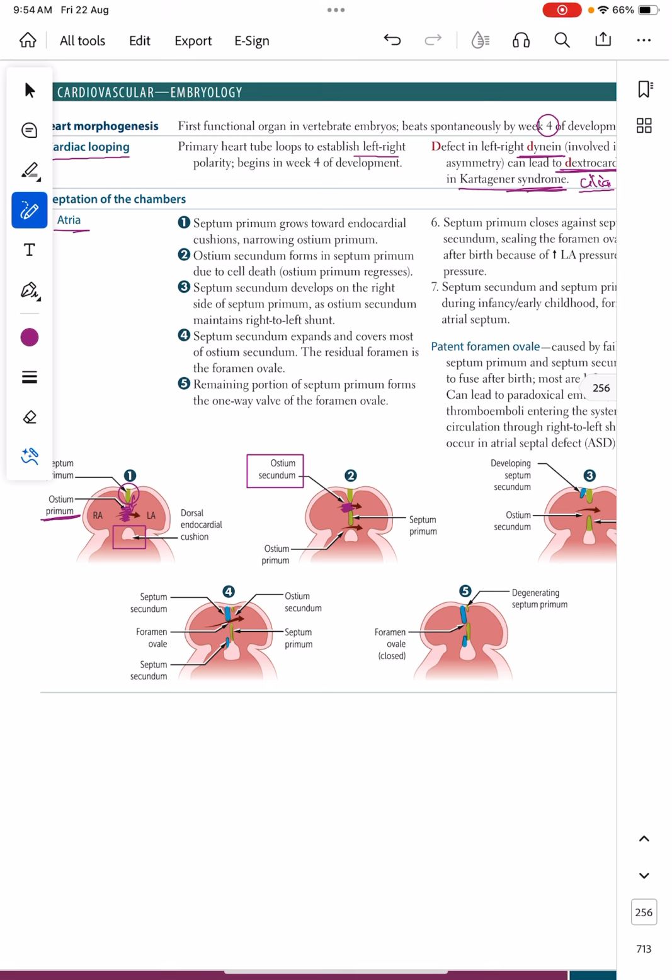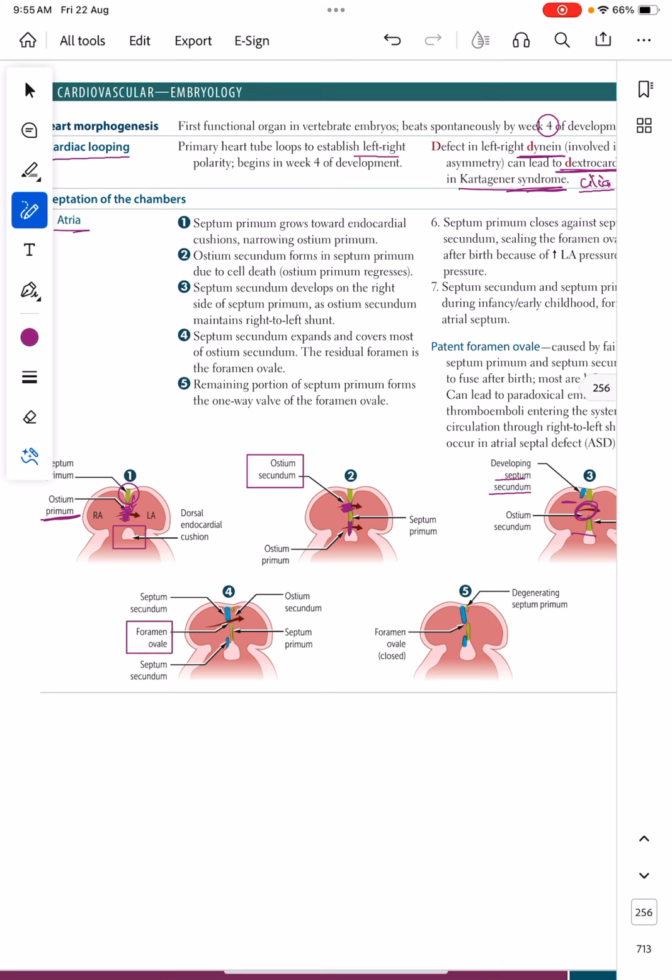And then further what happens is that this septum primum eventually meets the endocardial cushion, as you can see here, and the ostium secundum is still there. The next septum, called septum secundum, starts developing to the right of the septum primum. This septum secundum covers this space of the ostium secundum. So this space becomes very small, known as foramen ovale.